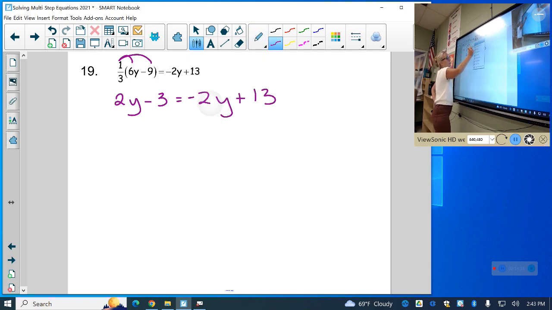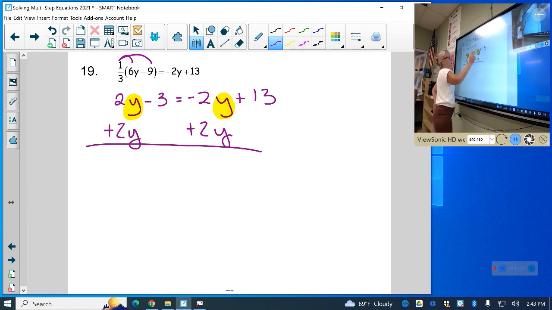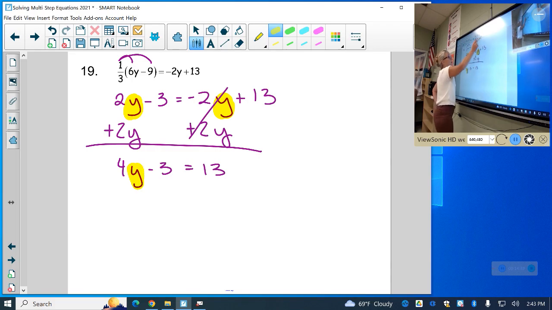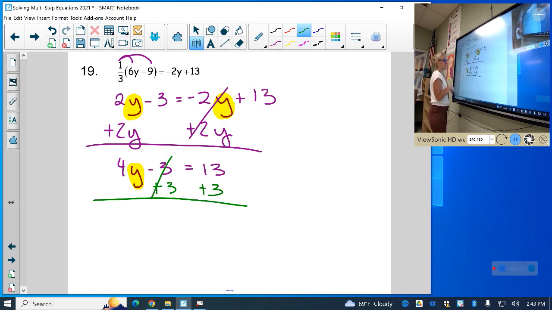So now I have a variable on both sides. So here's my y and here's my y. So I want to get them to the same side, so I'm going to add 2y to both sides. You can subtract 2y, but you'll end up with a negative. So I have 4y minus 3 equals 13. Now, using SADMAP, we're getting rid of our subtraction and addition first, because we're getting y by itself. So I'm going to get rid of my 3. I'm going to add 3 first. And then I have 4y equals 16.